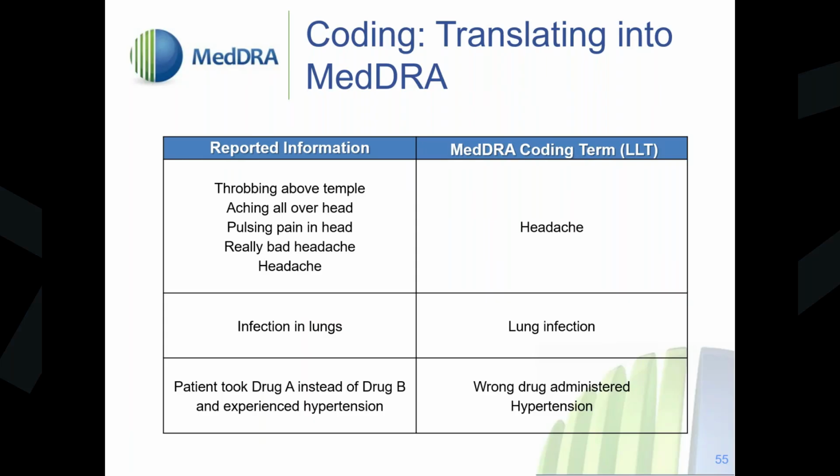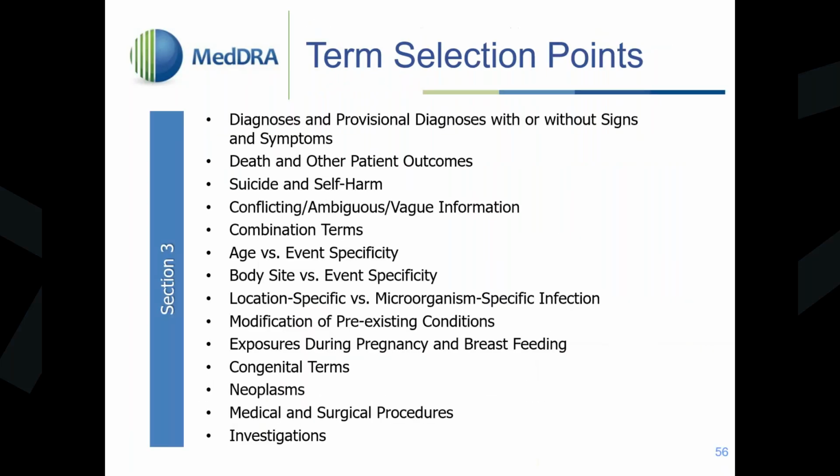That document, the term selection points, really has a nice selection of different types of scenarios that you can reference. And you don't really need to read the document in one shot. When you're coding, if you come across a scenario for location versus microorganism infection and how do you approach this, you can just find that relevant section in the PTC document and just read that section.